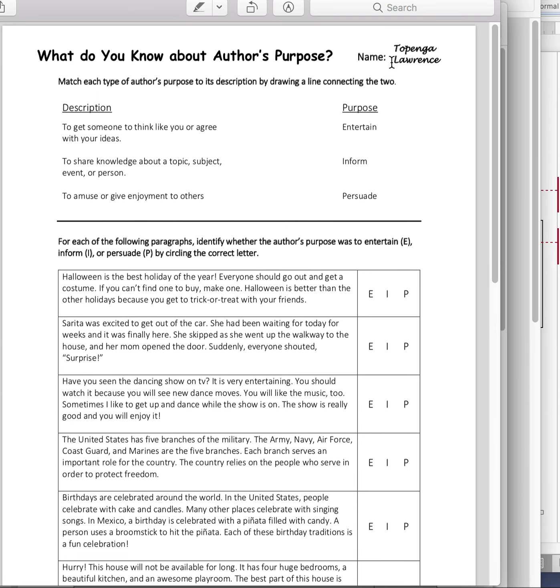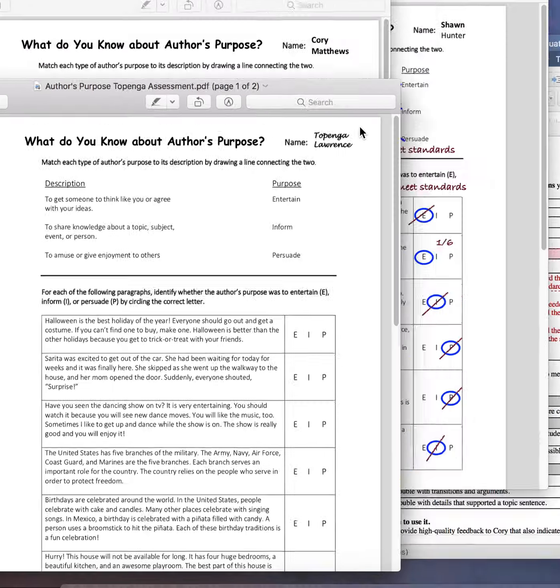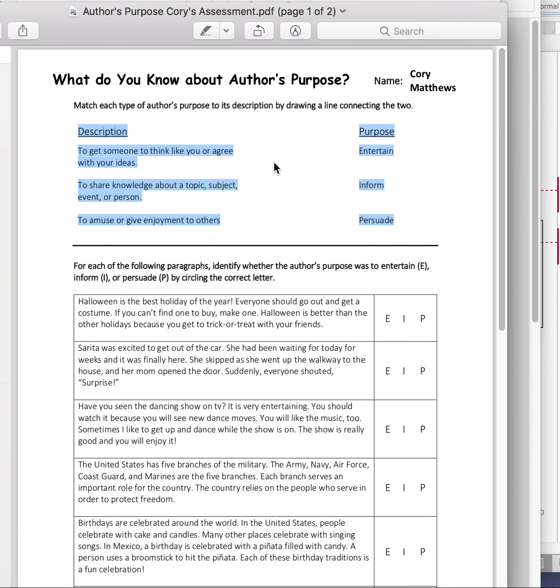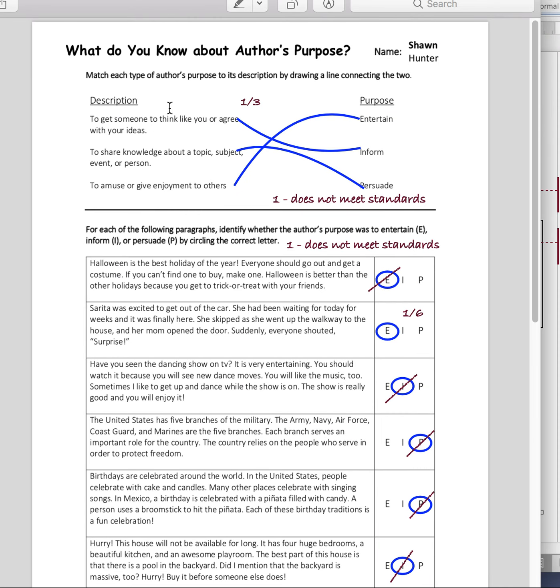The idea here is that Topanga is going to be representing the strong students. Corey is going to be representing the middle-of-the-road students who have some issues, but they're not super pervasive. And then Sean Hunter is really the struggling kind of student. We're going to just pretend that the class is divided into thirds, and these are representative. So Sean is representative of all the struggling students with the issues that they're having.